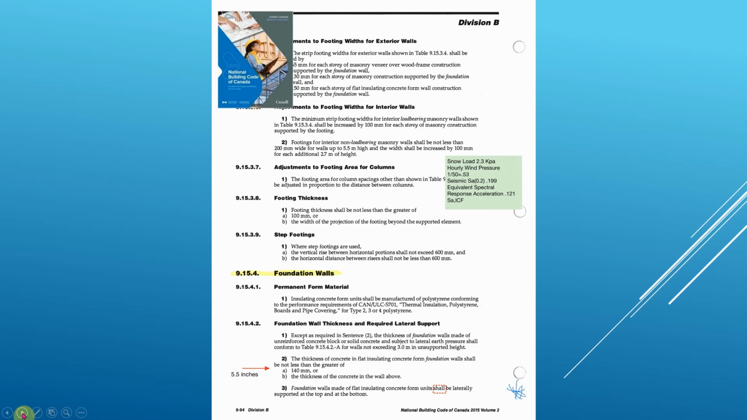So that makes sense. Now the other one that I put a star and a square around is foundation walls made of flat insulating concrete formed shell, and that's a big word for a building inspector. That's sort of like the line in the sand. So it shall be laterally supported at the top. I've starred that in there, so we'll go look at that, but you just want to put that in your memory bank and say shall: shall be laterally supported at the top.